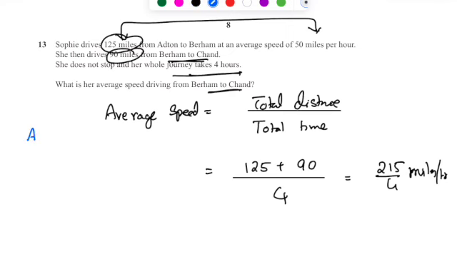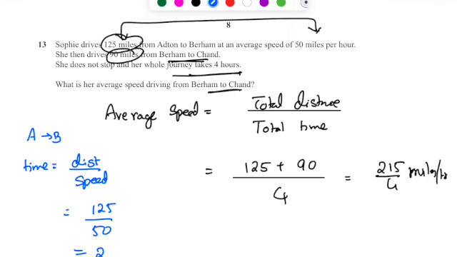So for A to B, I want the time. Time equals distance by speed. The distance was 125 and the speed is 50, so it's going to be 2.5 hours. So time is going to be 2.5 hours.